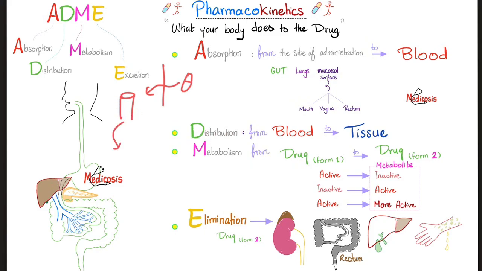Okay, what kind of tissue? Any cell in your body. Oh, tissue. Yeah, a tissue is a bunch of cells gathered together. Next, the M is for metabolism. What does that mean? It means that the drug changes from one form to another form. Usually, but not always, the drug starts as active and then it becomes inactive.